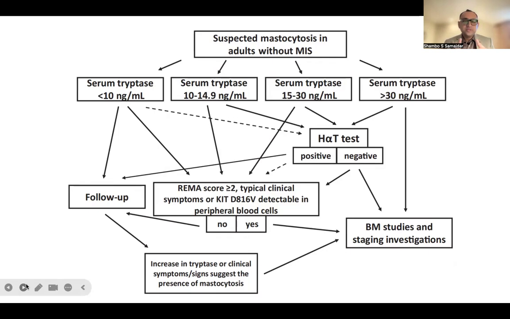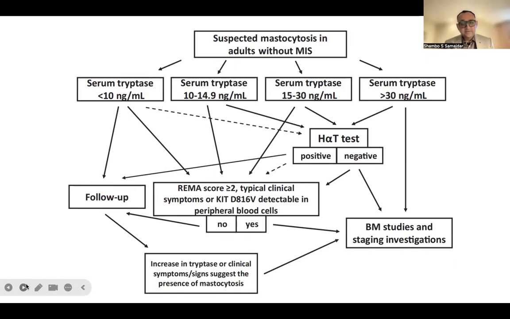Same thing we need to do when the serum tryptase level is between 10 to 14.9. But here, as we had shown, if it is more than 10, there is a possibility of hereditary alpha tryptasemia, and there we need to do the test. And if it is positive, then we need to do the follow-up, because there could be an overlap also. So we need to think about whether we need to do the bone marrow study or not.